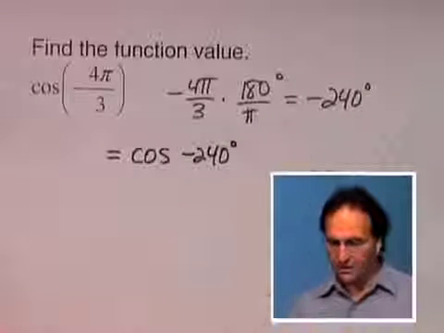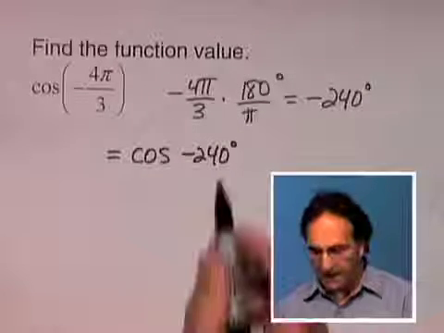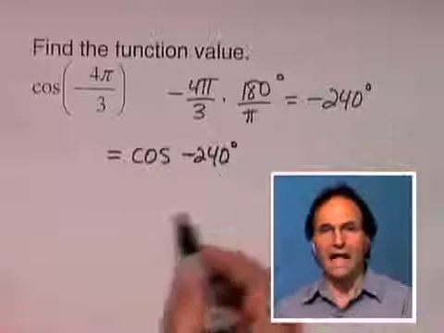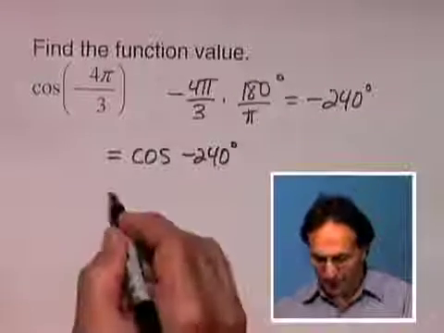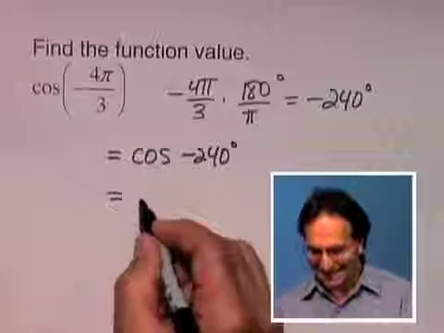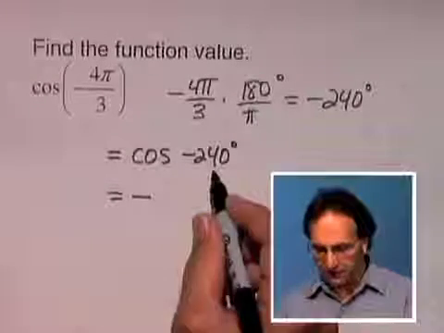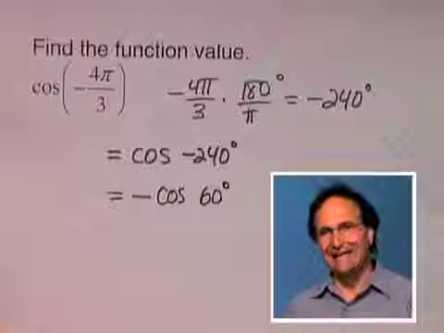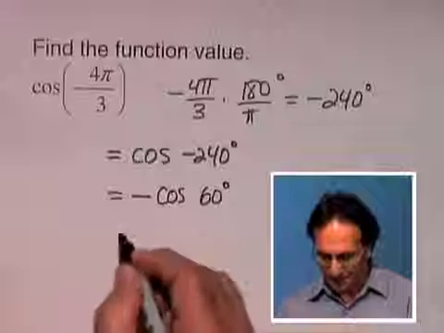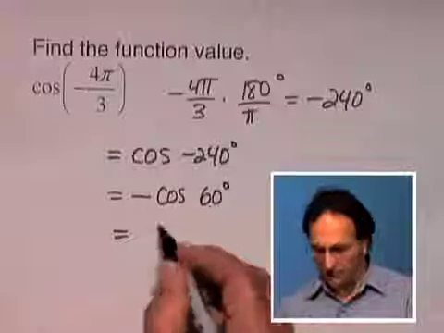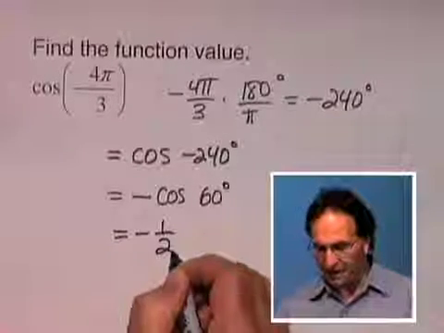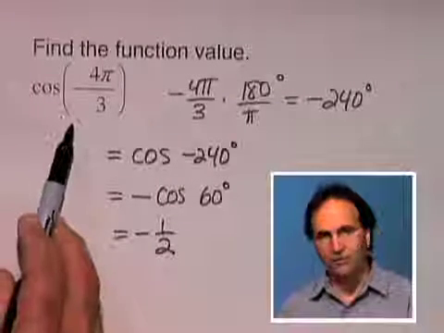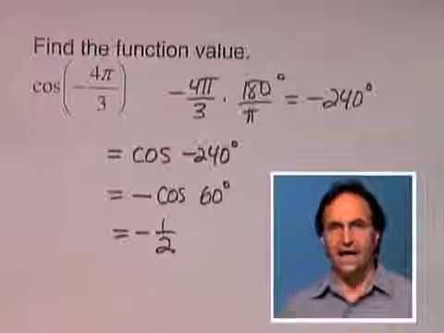If we were to draw this angle, negative 240 would end up in quadrant 2. In quadrant 2, cosine is negative. The reference angle would be 60 degrees, so it's equal to negative the cosine of 60. The cosine of 60 is 1/2, so this is equal to negative 1/2, and that means that the cosine of negative 4 pi over 3 is equal to negative 1/2.